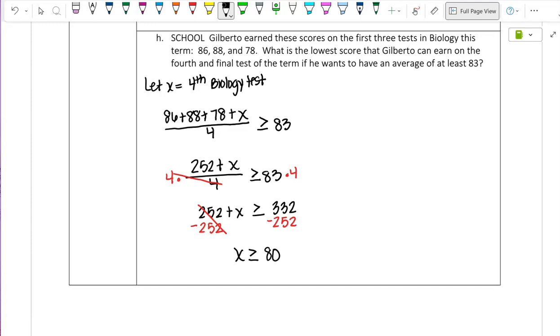So now we have to answer in context. So Gilberto must earn at least an 80 on the 4th test to have an average of at least 83.